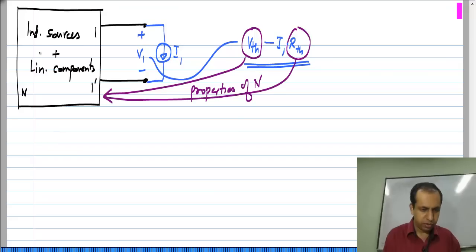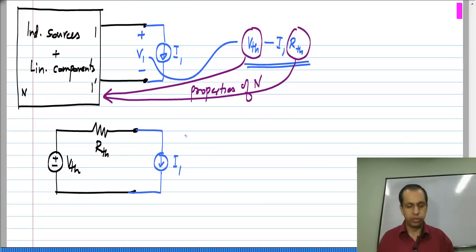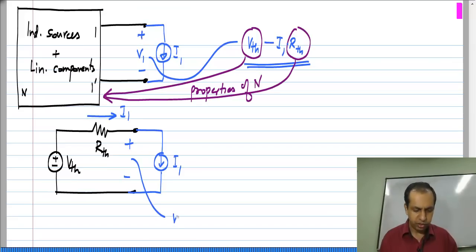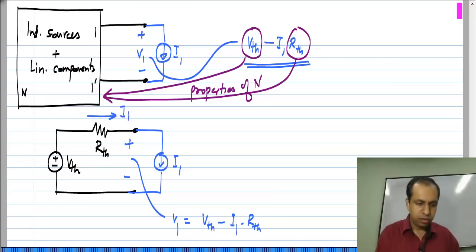If I have a voltage source V T H and a resistance of value R T H, okay. And let us say I connect this current source I 1, which by the way represents whatever circuit I connect to my original circuit. Clearly, the current flowing here is I 1 and the voltage here is V 1 equals V T H minus I 1 times R T H. Okay. So, a series combination of V T H and R T H will model this circuit. The only condition is this circuit should have only independent sources and linear components.